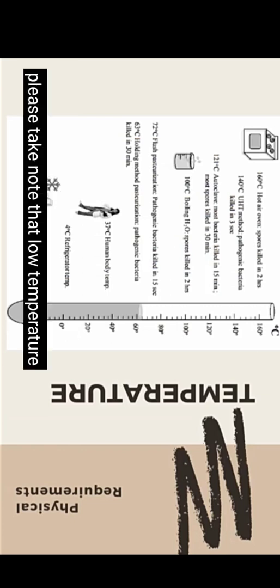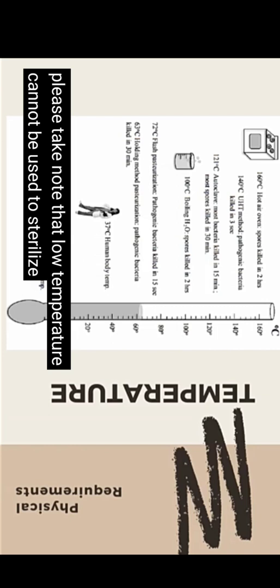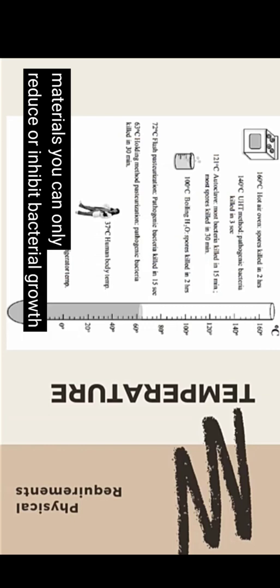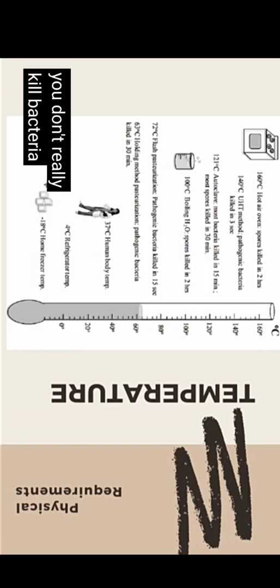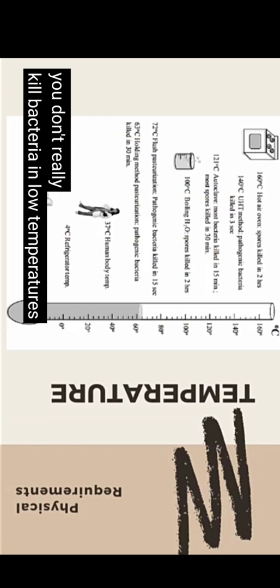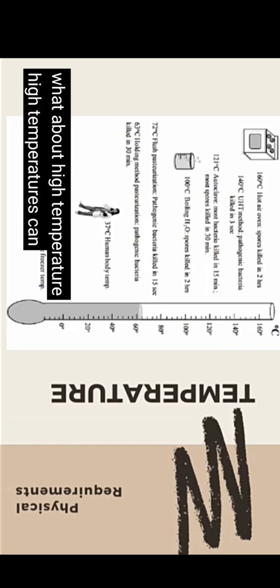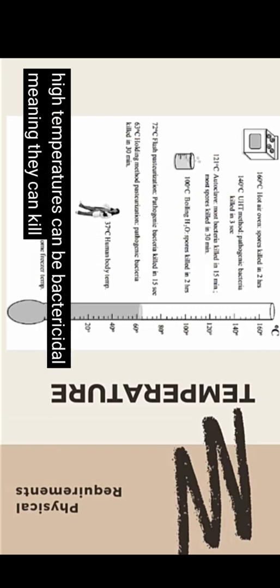Please take note that low temperature cannot be used to sterilize materials. You can only reduce or inhibit bacterial growth, but you can't really kill bacteria in low temperatures. What about high temperature? High temperatures can be bactericidal, meaning they can kill bacteria.